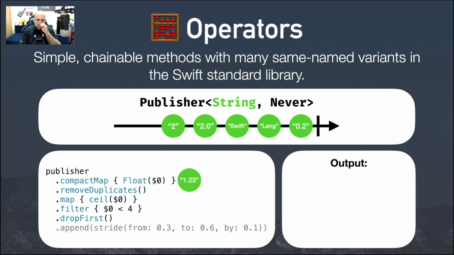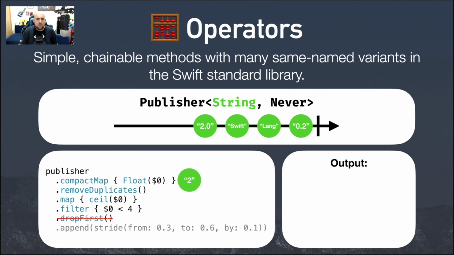So we have the first value, which is 123. The compactMap tries to convert it to a float, which it can do. removeDuplicates would check if this value is the same as the previously emitted value. In this case, there is no previously emitted value, so that's going to go through. We are ceiling the value to 2. We are filtering that it's smaller than 4, which it is. And then we get this operator, dropFirst. And that one basically just drops the first value, which is this one, and then it would never do anything again. So this is an example of an operator that only does its work once and then will never affect this entire publisher chain again.